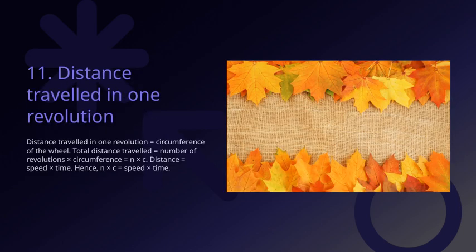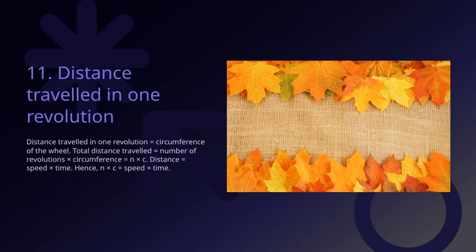Let's talk about the distance traveled in one revolution of a wheel. The key idea here is that the distance covered in one full turn is equal to the wheel's circumference. Remember, the circumference is the distance around the wheel. So, if we think about multiple revolutions, the total distance traveled is simply the number of revolutions times the circumference. We can write that as n times c, where n is the number of revolutions and c is the circumference.